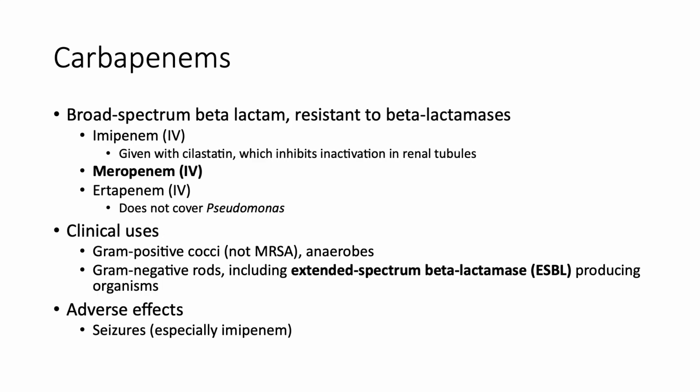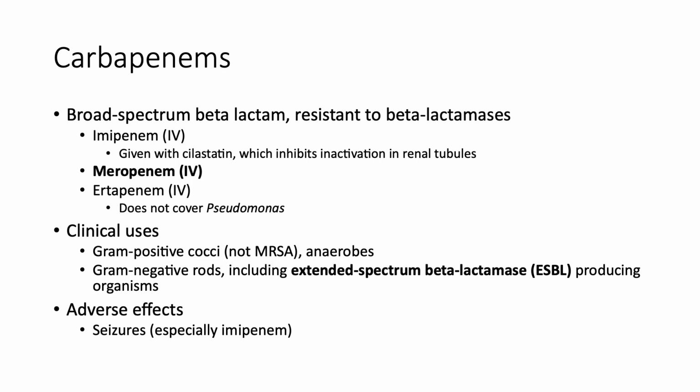The next class of beta-lactams you should know are the carbapenems. These are very broad-spectrum beta-lactams and resistant to beta-lactamases. The first prototype was imipenem, which is given with cilastatin, which inhibits its activation in renal tubules. The other one you'll see most commonly used is meropenem, and then ertapenem is a nice carbapenem because it's only once a day, but you should know that ertapenem does not cover Pseudomonas, so that's one important gap.